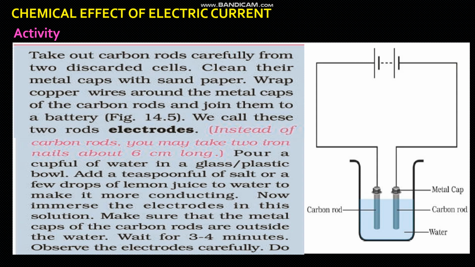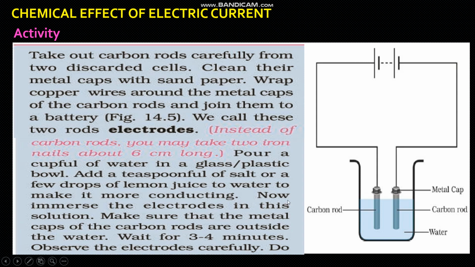Now pour a cup full of water in a glass or plastic bowl. So in a glass or plastic bowl or a beaker, we have taken a cup full of water. Add a teaspoonful of salt or a few drops of lemon juice to water to make it more conducting. You know pure water does not conduct electricity, and if mineral salts are present, it will be in very small quantity. So to make it more conducting, we are adding a little lemon juice or salt.